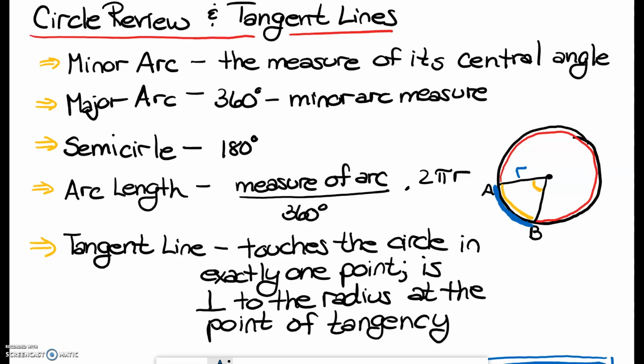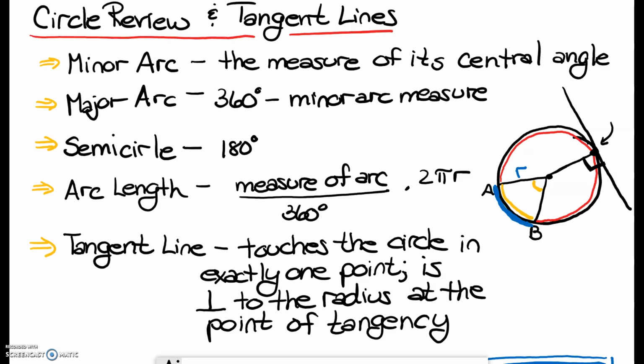And then a tangent line. What is a tangent line? It is a line such that it intersects the circle in exactly one place. And if we drew a radius to the point of tangency, that radius would be perpendicular to the tangent line. All right, so the tangent line only touches the circle in exactly one point and is perpendicular to the radius at the point of tangency. Here's your point of tangency right there.